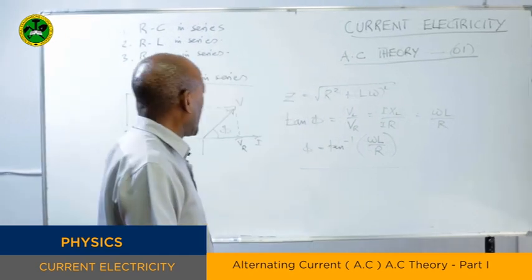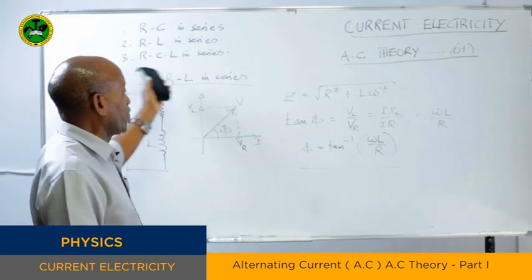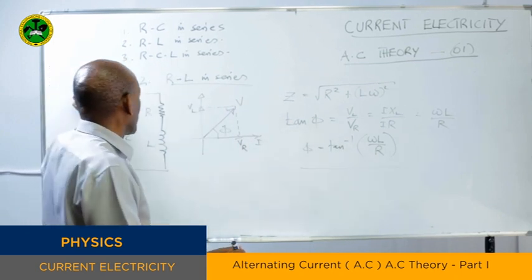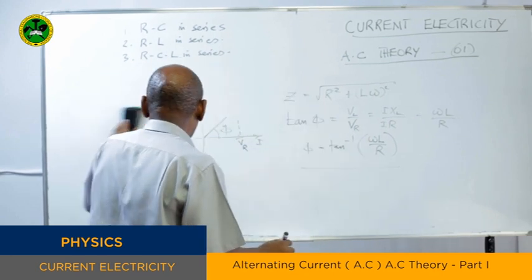Okay, let's go to our last case. Whenever we have all three, a resistor, a capacitor, and an inductor, connected in series, this will be our third case.